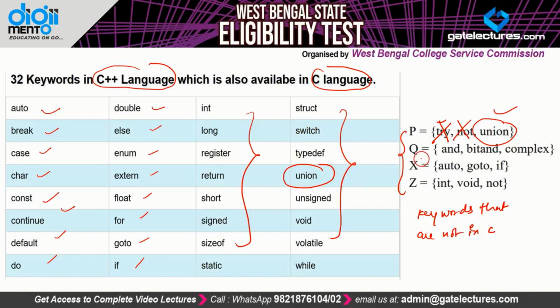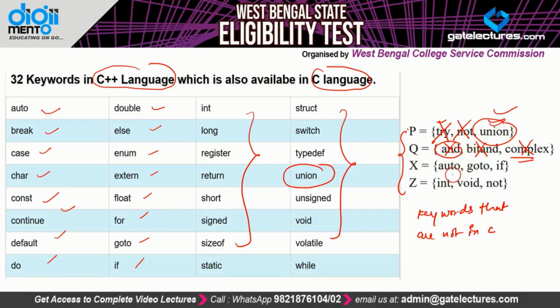Next, in the case of Q, you can see the AND keyword is not present in the C language. The bit and keyword is also not present in the C language. The complex keyword is also not present in the C language. So sets P and Q do not contain any keyword present in C language, except union, which is the only keyword present in the C language.